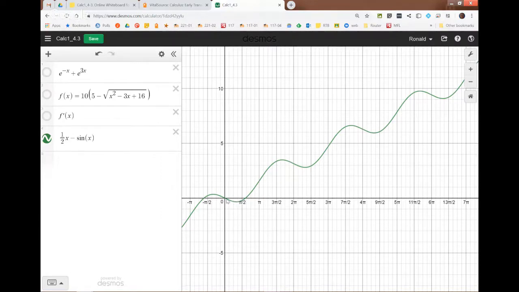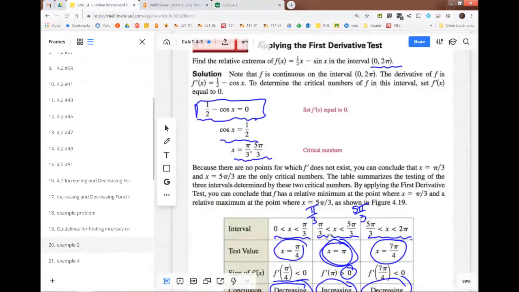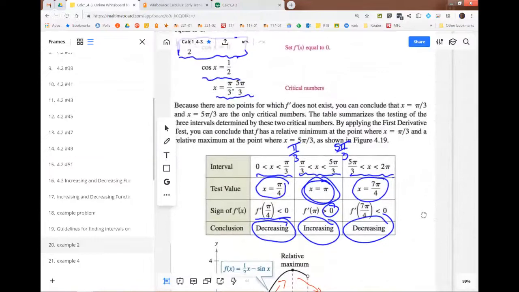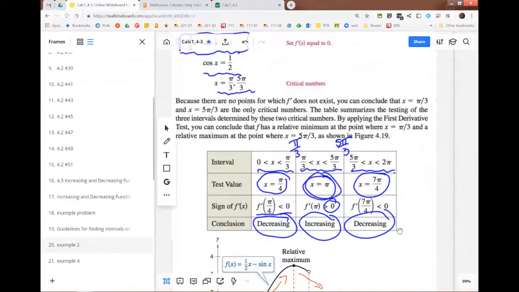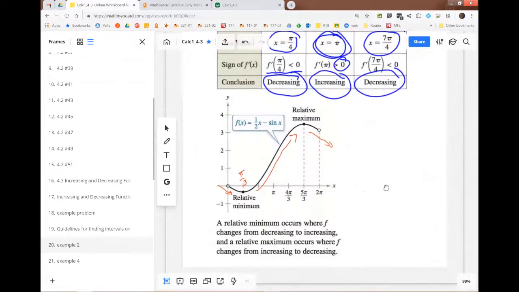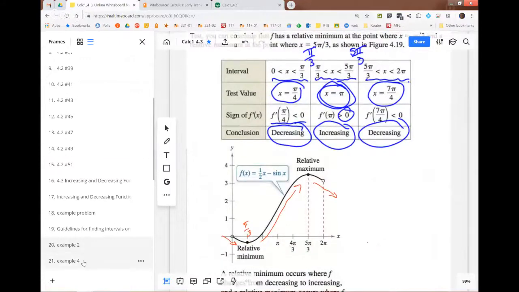Before pi over 3, it is decreasing. Between pi over 3 and 5 pi over 3, it is increasing. And then between 5 pi over 3 and 2 pi, it's decreasing. And that's what we found out down here. We didn't write it in interval notation, but oh yeah, and here's the graph. I didn't realize. Okay, we got the graph right there. Okay, let's take a look at another one.